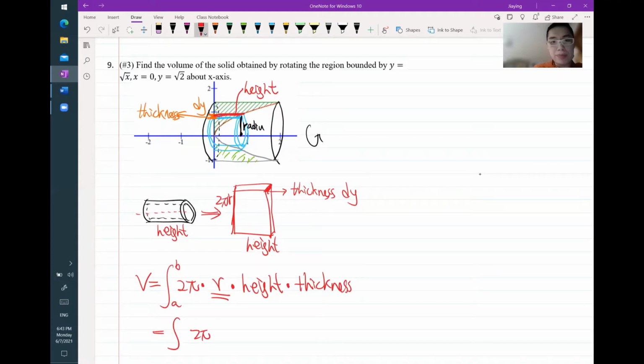Well, 2 pi doesn't change. What about the radius here? In the solid I drew here, I labeled this as the radius. Exactly. So the radius is just the vertical distance, right? If you want to know what this value is, that value we don't know, but we can call it y, because this is what the radius is. It's a value in the y direction, so we can call it y.